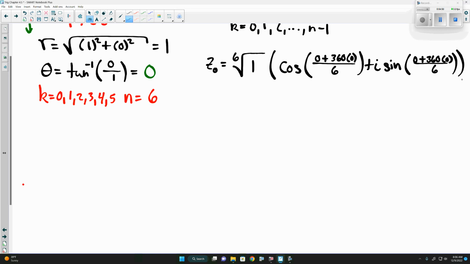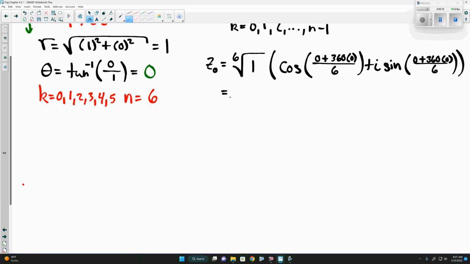And again, I chose to do degrees. You can do it in radians as well. You can do radians or degrees. And if the problem does give it to you in radian measure, you can convert it to degrees and work it out in degrees.